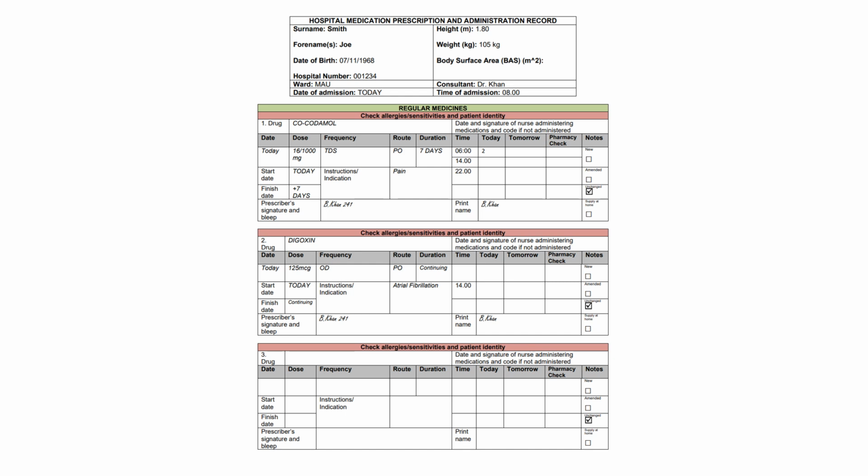So moving to the regular medications, the first drug which is prescribed is co-codamol, and the date is today. Dose is 8 by 500 milligram. Frequency is 3 times a day. Route is oral. Duration is 7 days. Time is at 6 a.m. It is already given. And for 12 p.m., so it is due at my time. So I will give that medication. It is for pain. The prescriber name, bleep number is present. So the prescription is legible, clear.